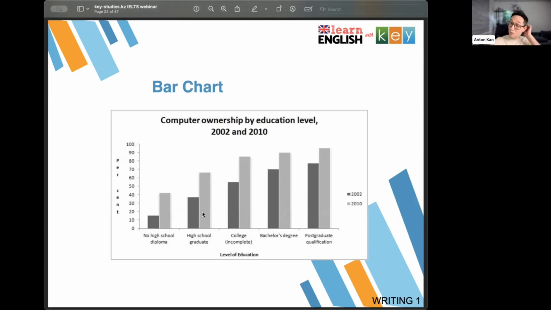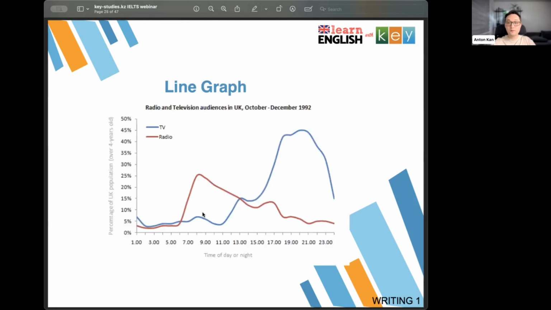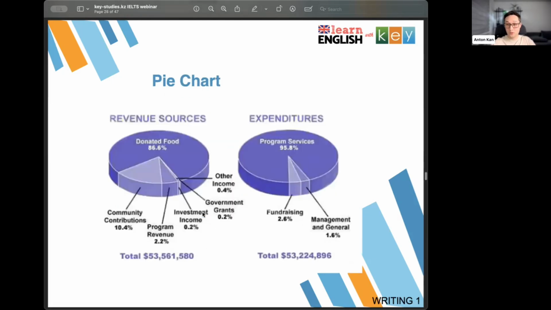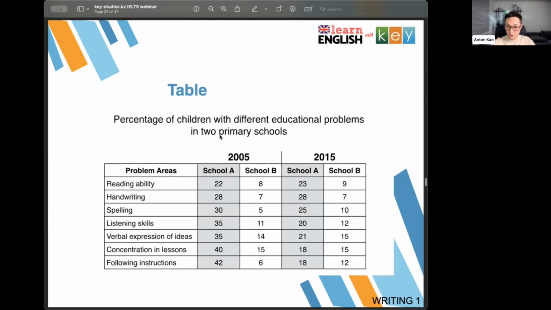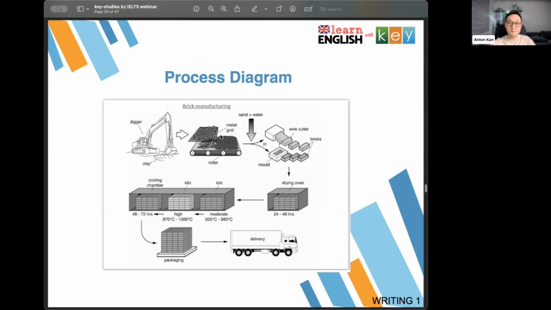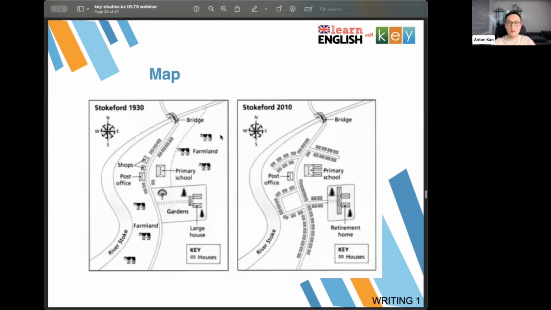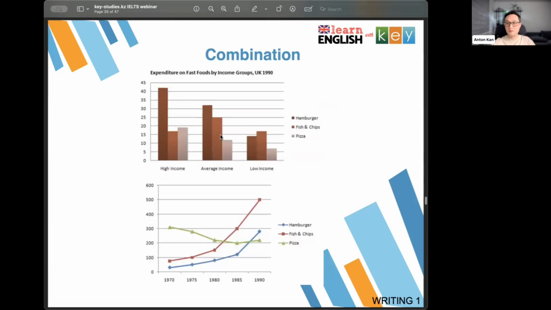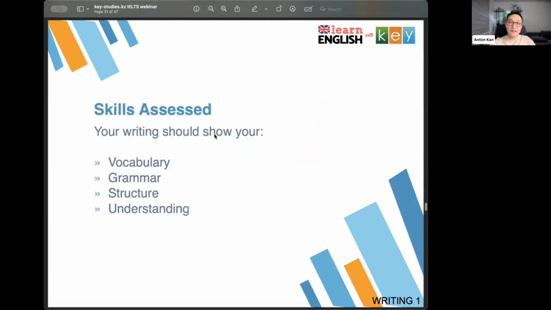In your writing task 1, you can get a bar chart to describe, a line graph, a pie chart, sometimes a table, a process diagram, which can happen not very often, but still, a map, and sometimes even a combination, which is quite challenging. Assessed skills include lexical resource, grammatical range and accuracy, and structure, of course.